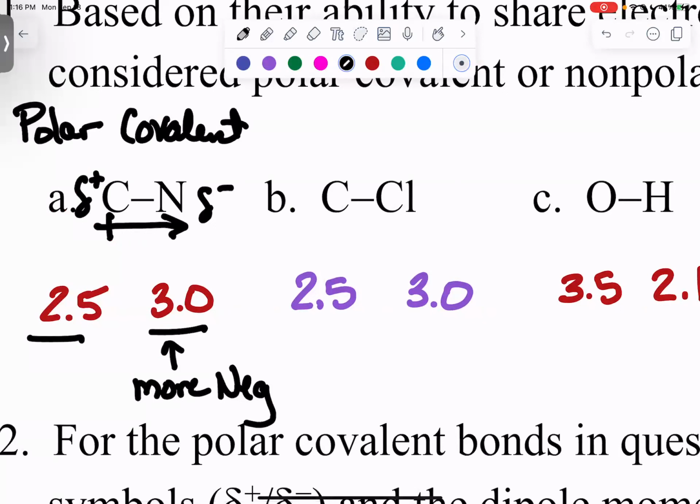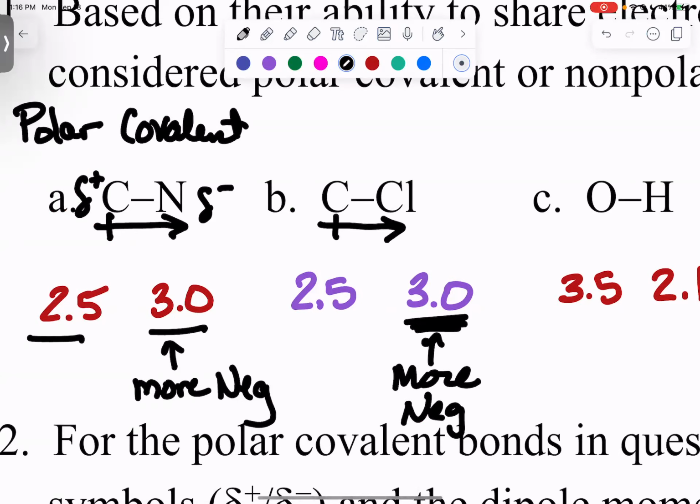Okay, the next one, carbon and chlorine. If I go and find those electronegativity values, I see that chlorine has an electronegativity of 3.0. So this is more negative than the electronegativity of carbon. And so the electrons are going to go hang out with chlorine and not so much with carbon. So carbon's going to become partially positive, chlorine partially negative. Remember, electrons are negatively charged. So whoever they hang out with more is going to become more negative. Whoever they hang out with less is going to become a little bit more positive. So this would again be polar covalent.